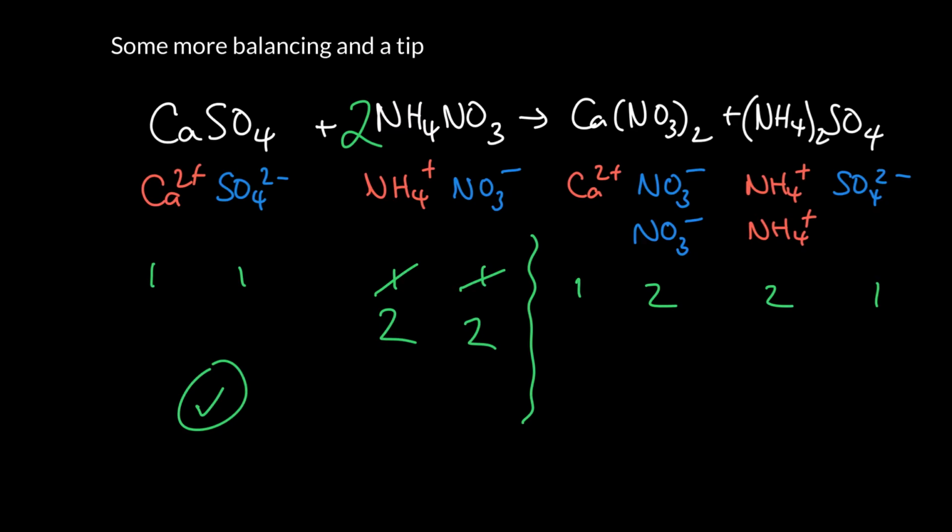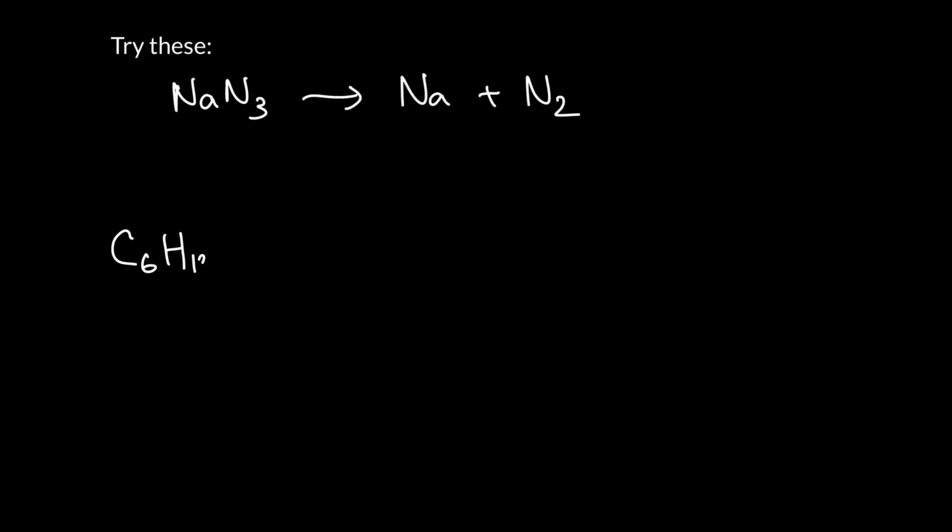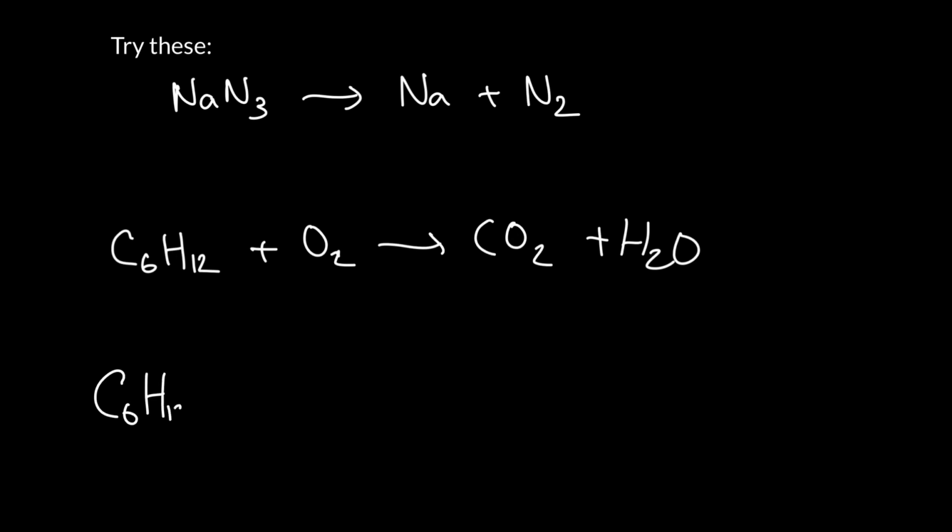All right, are you ready for a couple of practice ones? Here's one to try. This is the chemical reaction that airbags use. Sodium nitrite reacts and forms sodium and nitrogen. Can you balance that using the lowest set of whole number coefficients? If you can do that, then you can move on to this one here. C6H12 plus O2 goes to CO2 plus H2O. And there's one underneath here, C6H12O6 plus oxygen goes to CO2 and water.